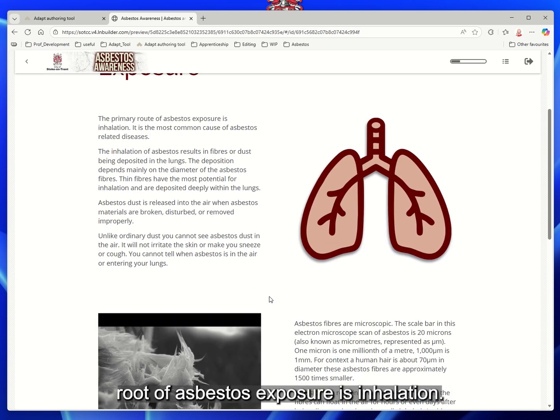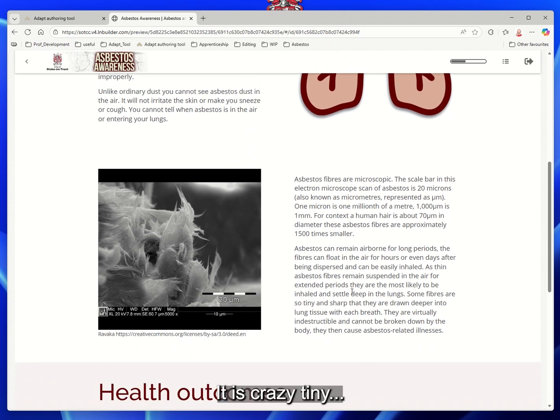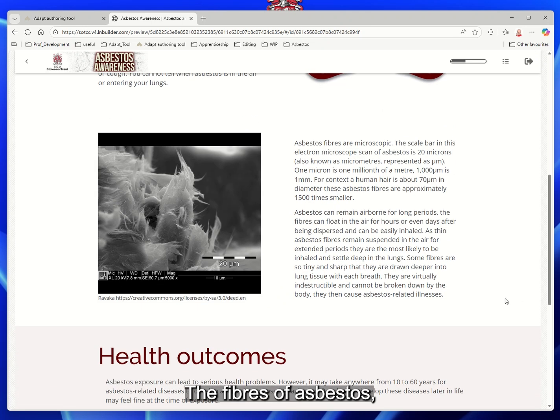Primary route of asbestos exposure is inhalation. It is crazy tiny, the fibres of asbestos, talking about things that are 20 millionths of a metre across.